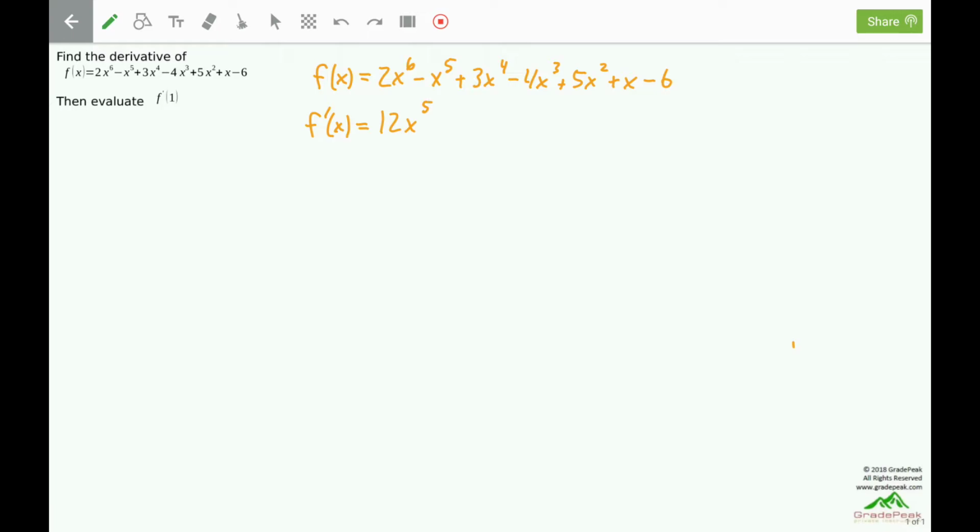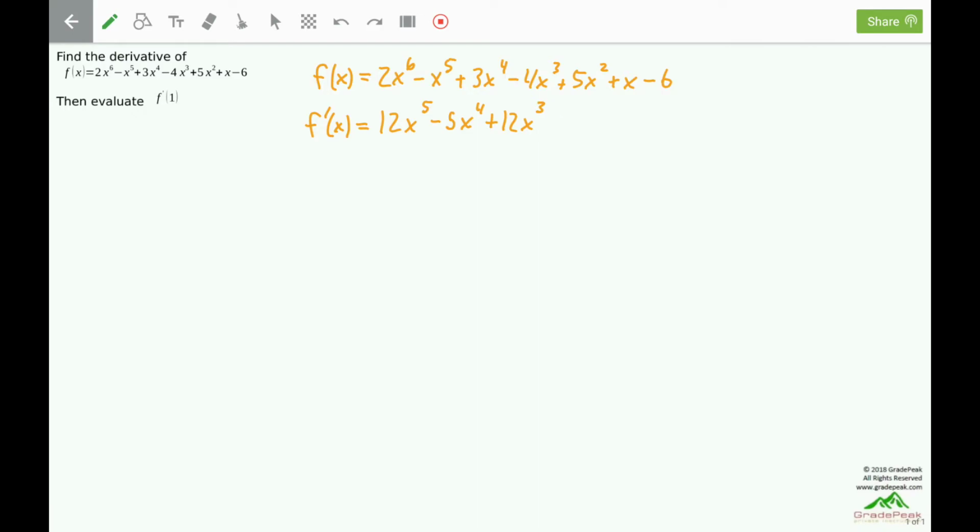The second term is a power rule. Bring the 5 down to multiply with the negative 1, so that will give us negative 5, and then subtract 1 from it to give us a power of 4. The next term is a power function. Bring the 4 down, multiply with the 3. That'll give us a 12. Subtract 1 from it, which will give us a power of 3.